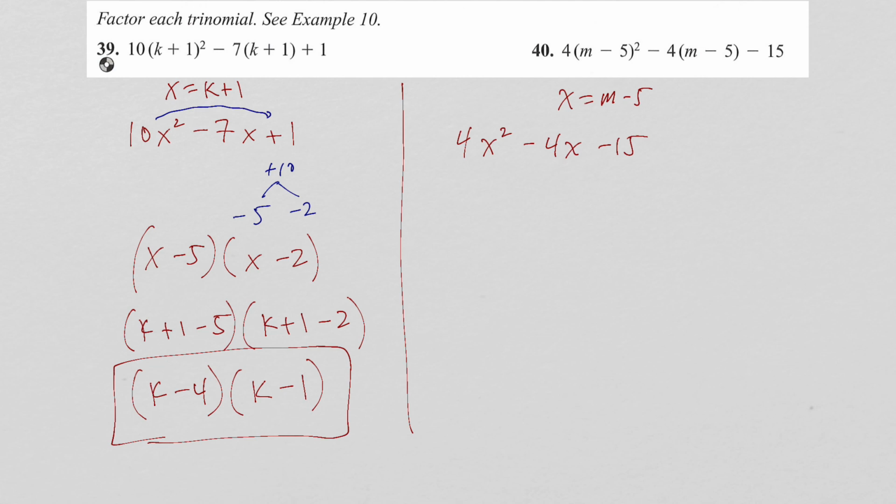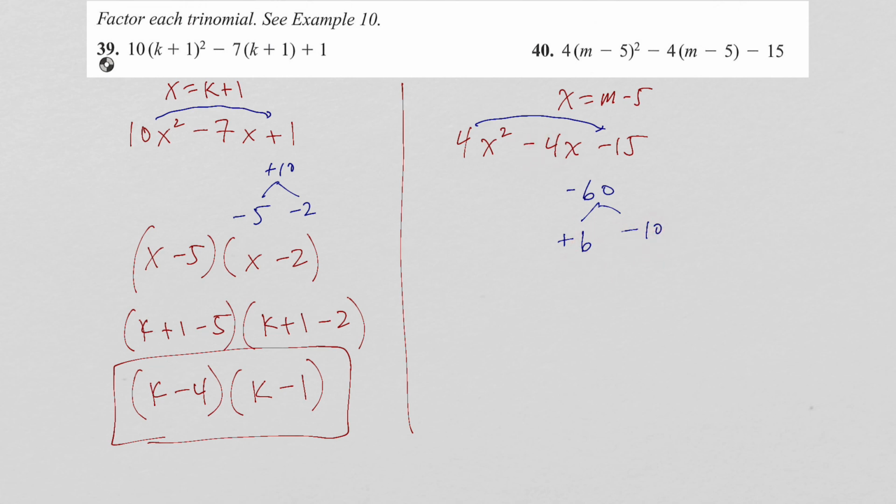So I'll start by sliding this over, and I'll get negative 60. 4 times negative 15 is negative 60. So one's positive, one's negative. Because this is a negative, the bigger one's got to be negative. So let's see. How about 12 and, no, 10 and 6. So 10 and 6. Those multiply to negative 60, and they add up to negative 4.